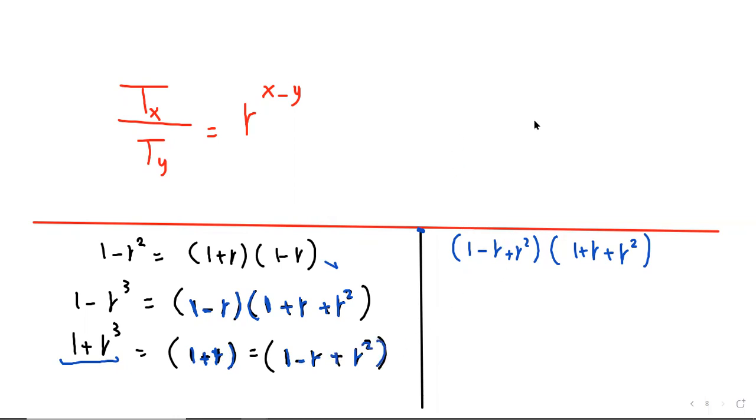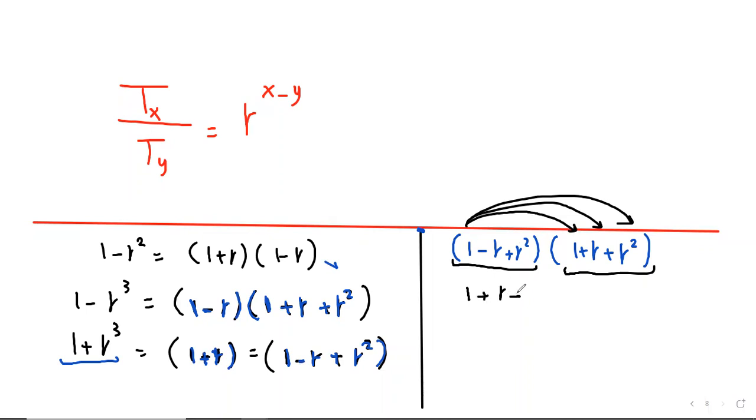Here, if we want to expand these two expressions, how can we expand them? Multiply 1 by all terms here. So 1 times 1, it's 1, and 1 times R, it's R, and here plus R to the power of 2. Then multiply negative R by all terms here. Negative R times 1, it's negative R, and negative R times R, it's negative R to the power of 2, and negative R multiplied by R to the power of 2, it's negative R to the power of 3.